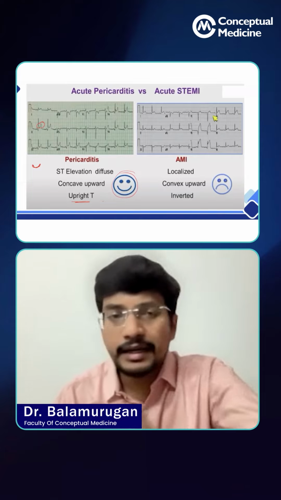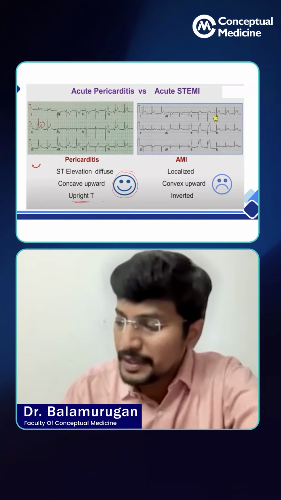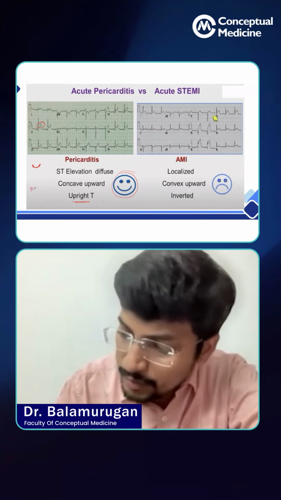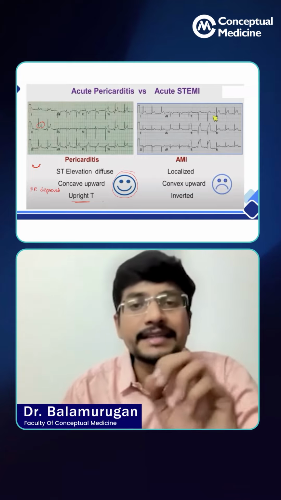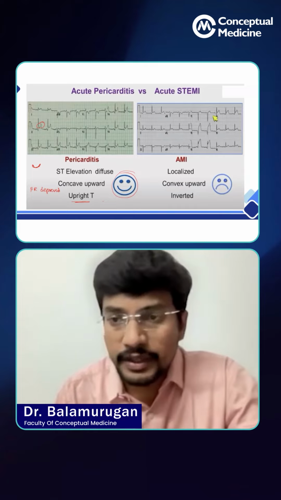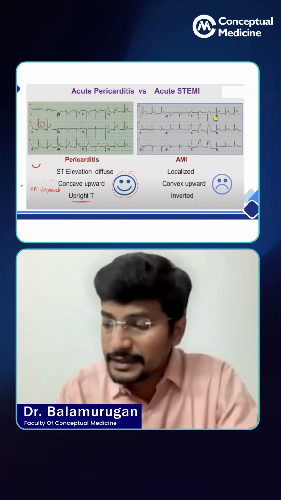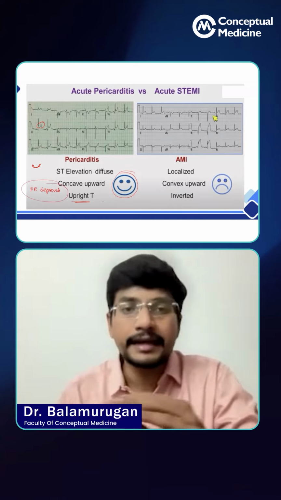Okay, so the earliest ECG finding that you get in acute pericarditis is PR segment depression. PR segment depression in all leads except AVR. In AVR, what do you find? PR elevation. Okay, so that is the earliest ECG sign, and it reflects the pericardial inflammation overlying the atria.